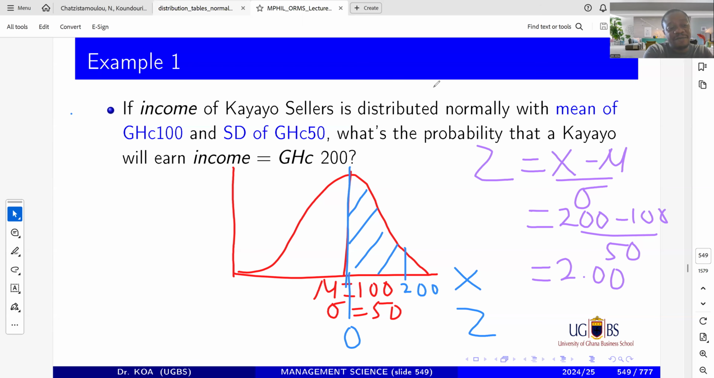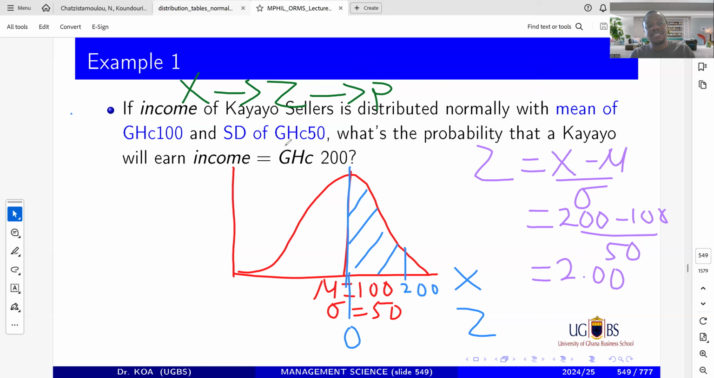Guys, watch the channel we have been using. We were given X, all right? We have used the X and we have been able to get the Z. Now we are using the Z to get the P, which is a probability. That's what we're going to do. How do you get that? You have to go and read the Z table.